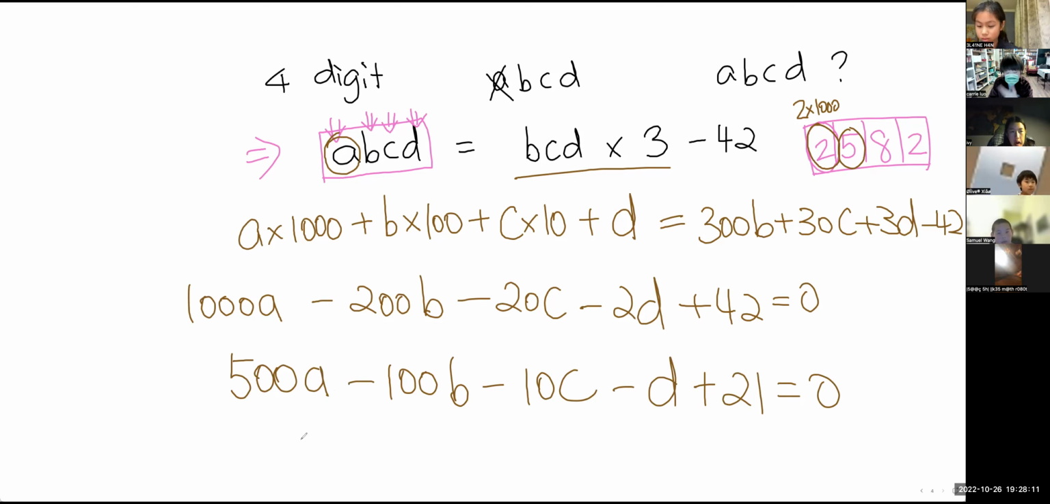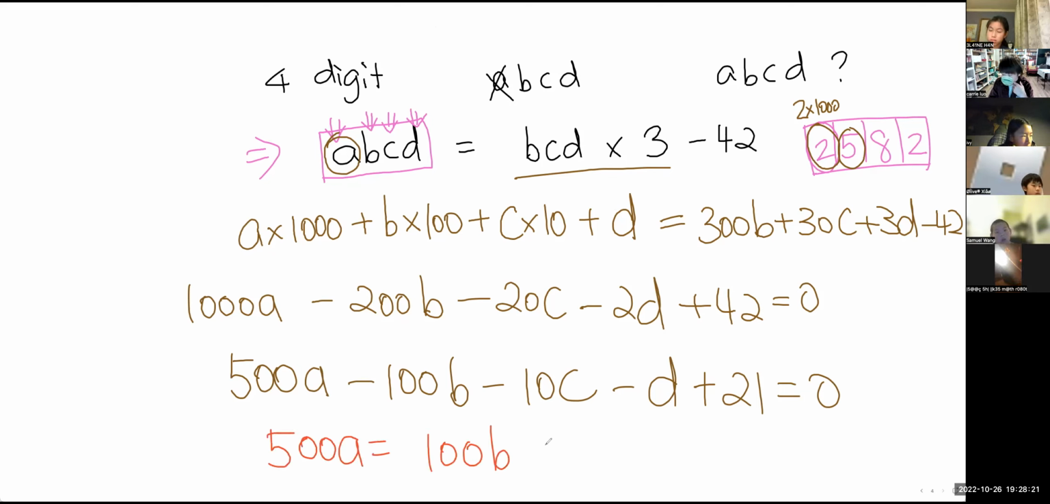I make mistakes, okay? But it's okay. So 500A actually equals 100B plus 10C plus D minus 21. So I move this one back to the other side. So 500A is actually equal to BCD, this number, minus 21. Correct, everybody? Okay, so now this is the time we try. So A, is it possible A equals 0?